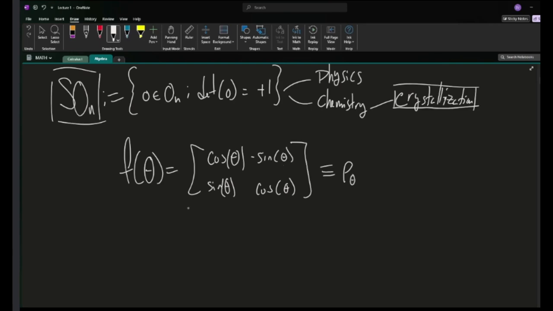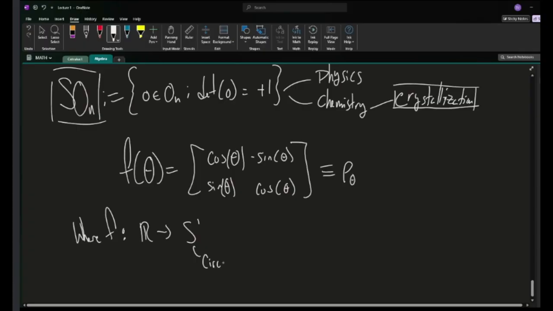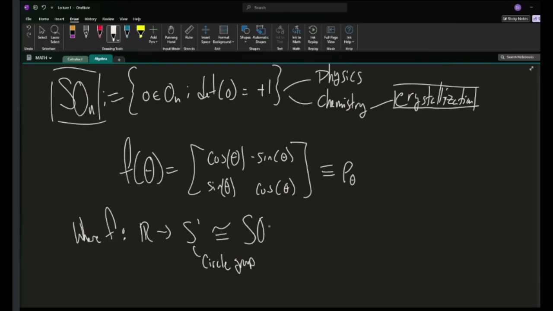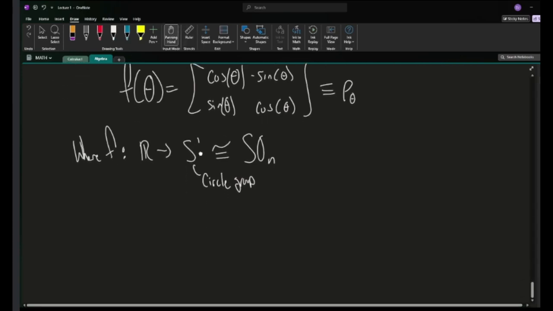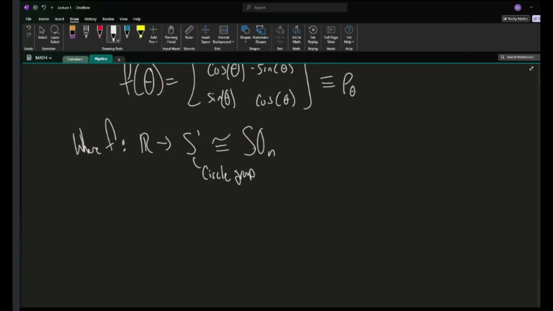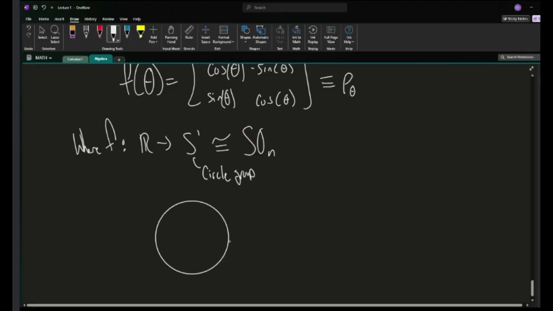So if you take this function, it's really just a mapping from some real number to the circle itself, which we denote as the circle group. And the circle group is in fact congruent to the special orthogonal group. And that's because if we take any value on the circle, you could translate it or reflect it all you want.